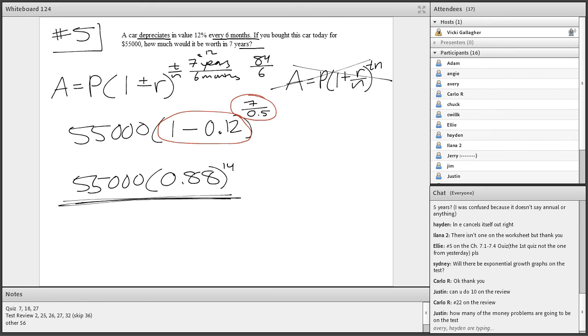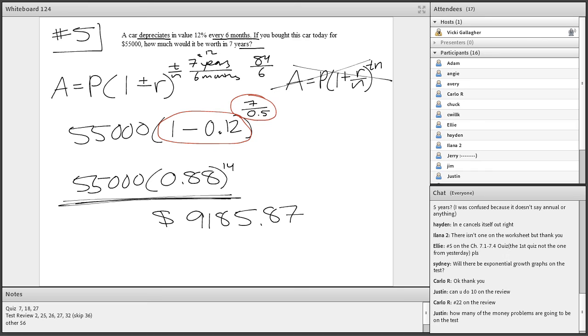On your test, we will not tell you where to round for the money problems because we assume that you know that money always has 2 numbers after the decimal point. So it's not going to tell you to do that, but that is what we want you to do. We want you to round to 2 numbers after the decimal point. All right, that was number 5.